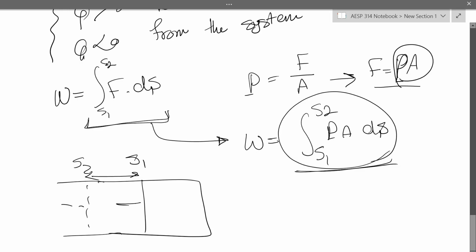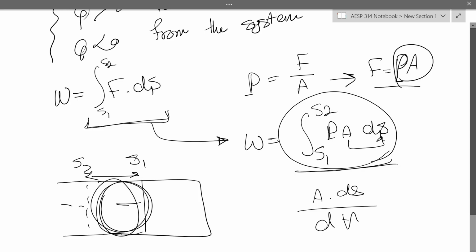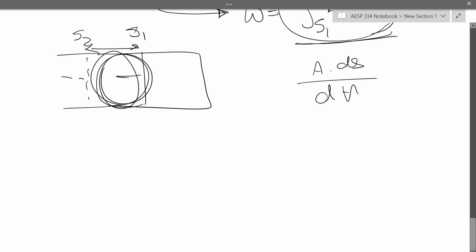It's not that hard. I just bring this into this derivative. A ds is essentially going to be equal to the derivative of volume. That's area times the change in distance, this amount of change in volume. Does this make sense? Or do you need more explanation? No? You have a question? No. So, work is going to be equal to the integral of P dV in general, right?